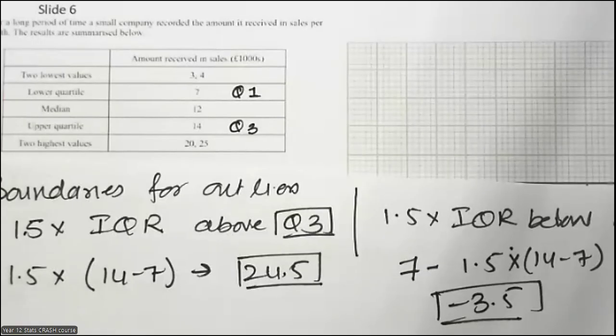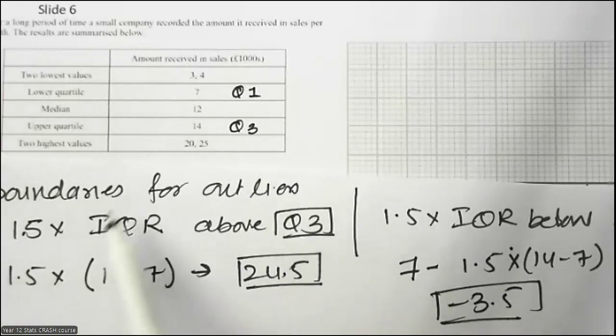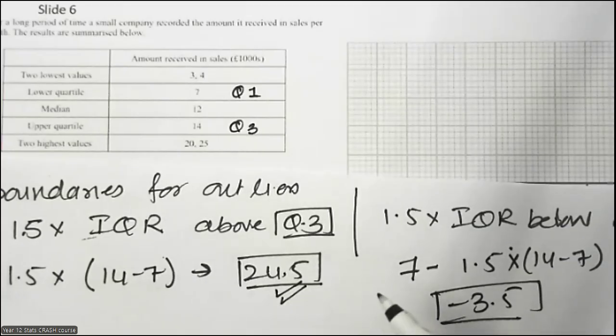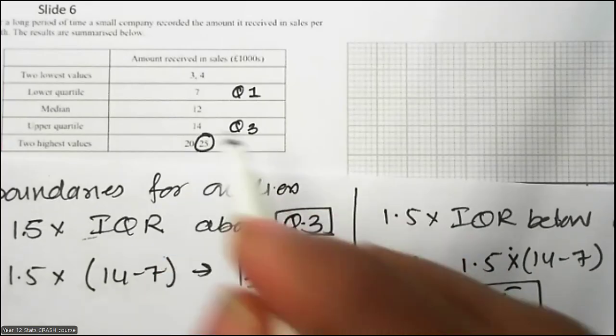data. Step one is to calculate the boundaries for outliers. The first one is Q3, 14, plus 1.5 times the interquartile range, which is 24.5. Any value bigger than 24.5 will be an outlier. So that means 25 is an outlier there.